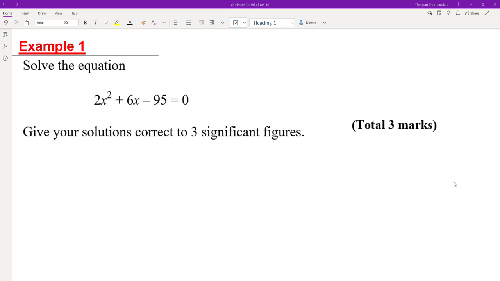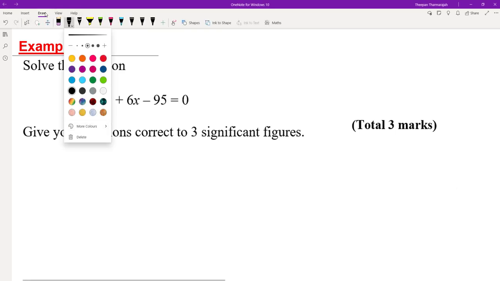In this video, we're going to look at how to use the quadratic formula. So let's take a question here. We've got 2x squared plus 6x minus 95 equals 0. And it says, give your solutions correct to 3 significant figures. So the examiner is alluding to us to use the quadratic formula, basically saying to us that this quadratic equation cannot be factorized. So what is the quadratic formula?